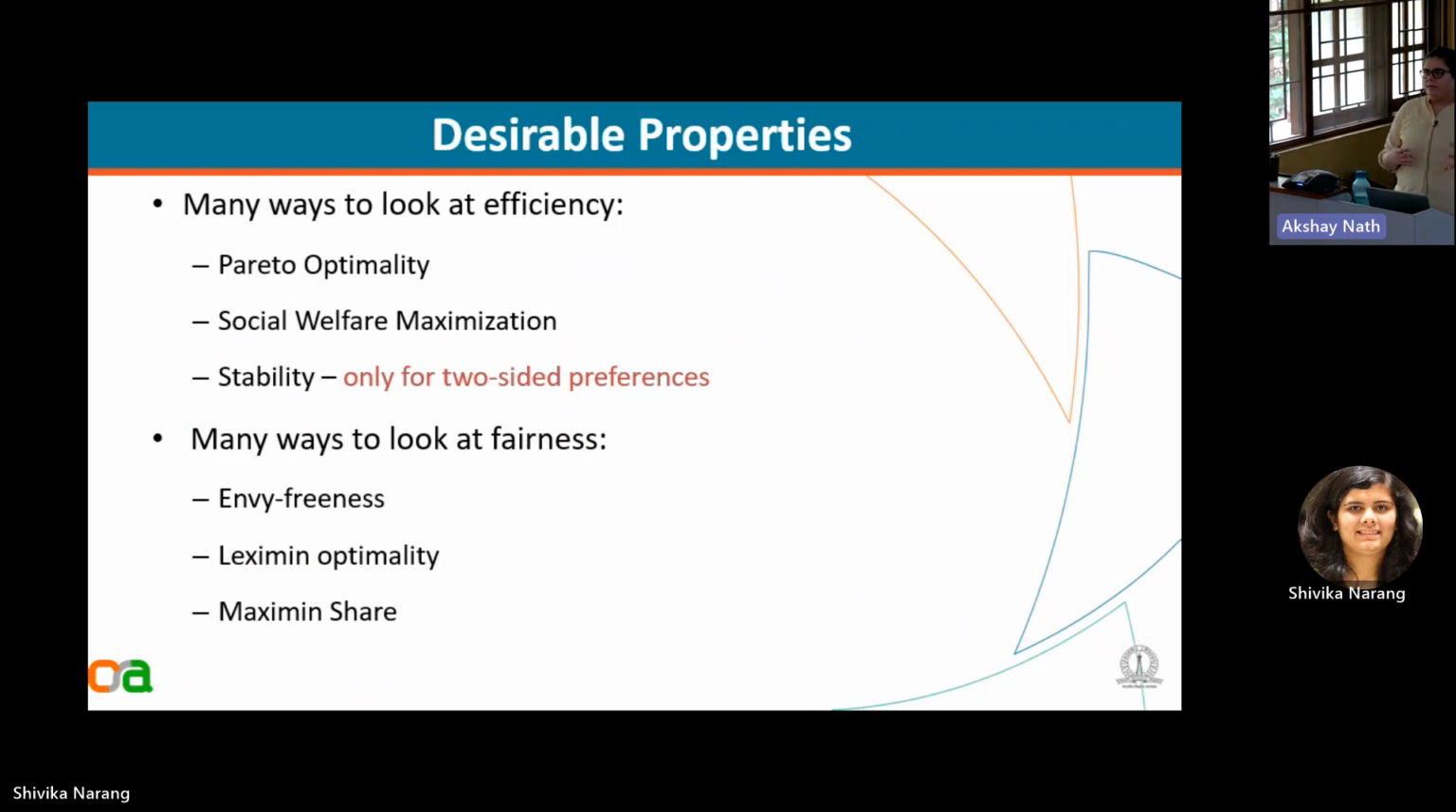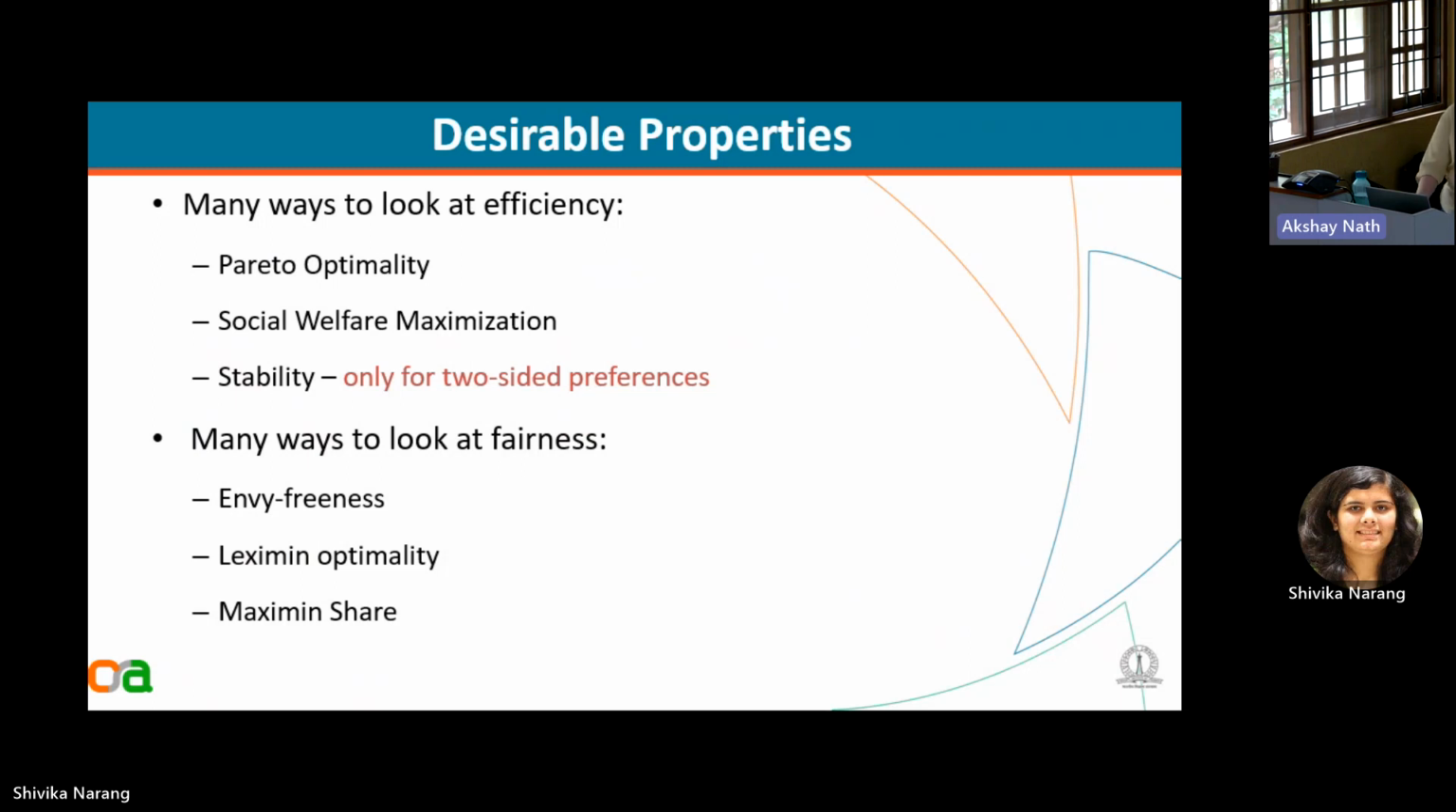Another would be, okay, someone might be happy, but overall the value that they are getting is very low. So you want to make sure that the worst-off agent is as happy as possible, and then the second worst-off agent is as happy as possible. And that is the idea behind leximin optimality. There are also many other versions of mathematically defining fairness. Maximin share is one, Nash welfare, there are many more.